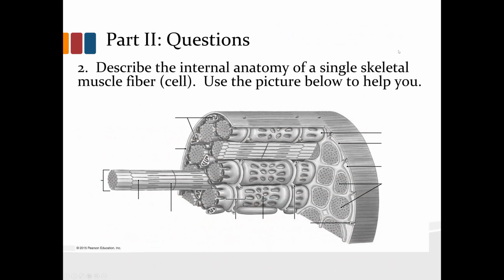Question 2. Describe the internal anatomy of a single skeletal muscle, which is a single cell. Use the picture below to help you. So first in this picture, we can identify the sarcolemma, which is the plasma membrane of a muscle cell.